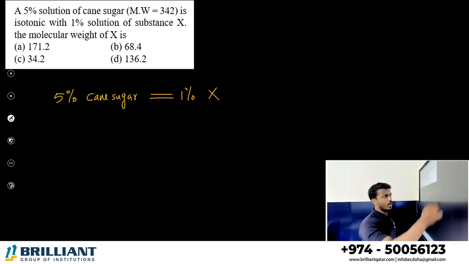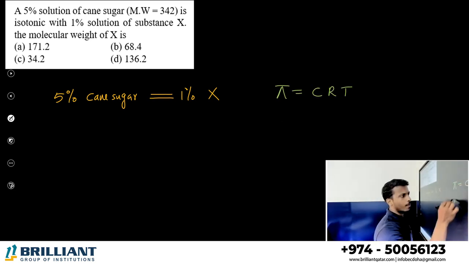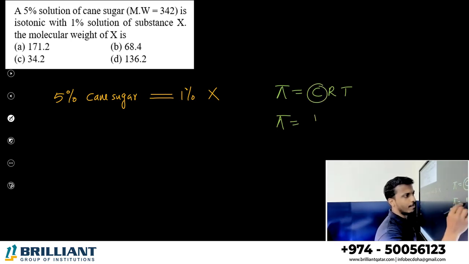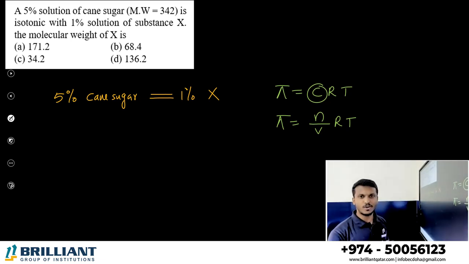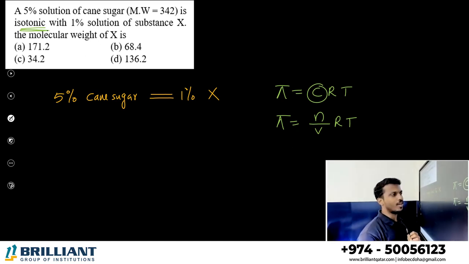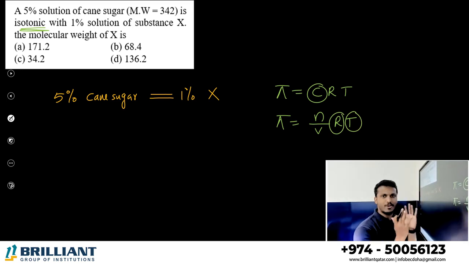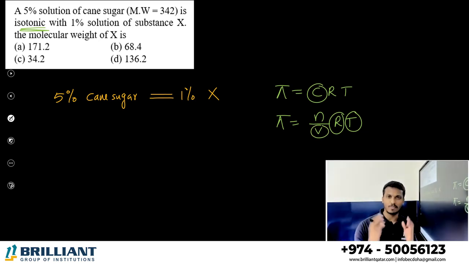You know, osmotic pressure pi is equal to CRT, or pi is equal to concentration, number of moles by volume, into RT. Correct. Pi equals n by V into RT. Dear student, they said these two solutions are isotonic, which means their osmotic pressures are similar. R is a constant, and the temperature can be taken as constant. Even the volume does not change. Only the number of moles changes.